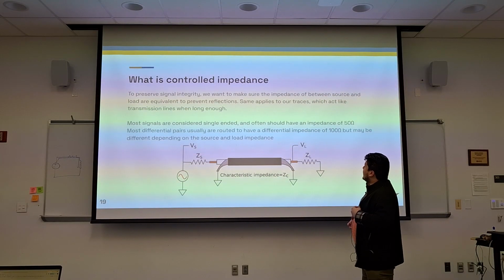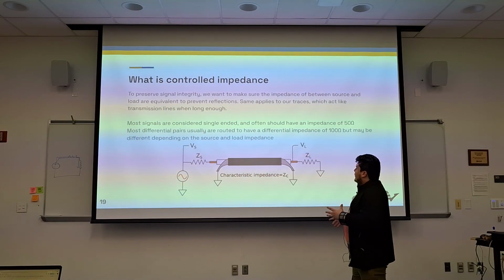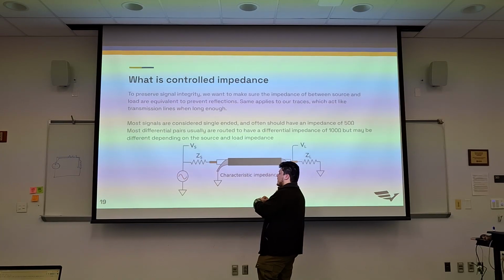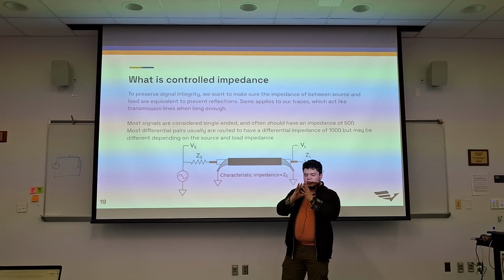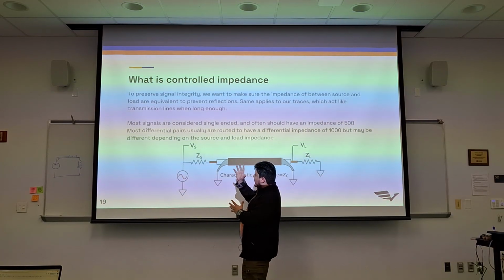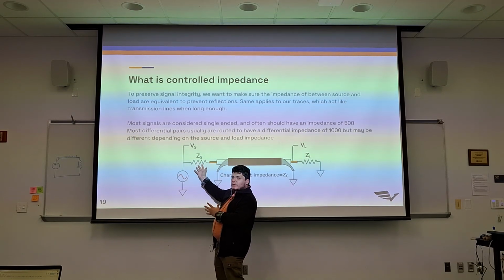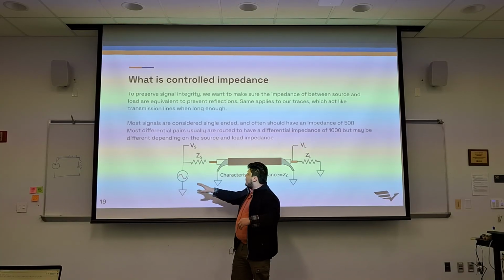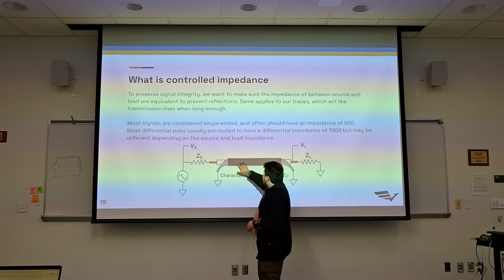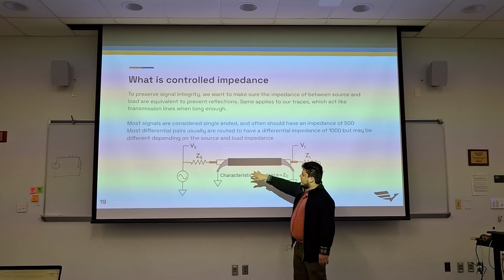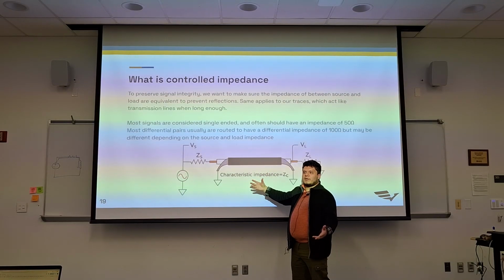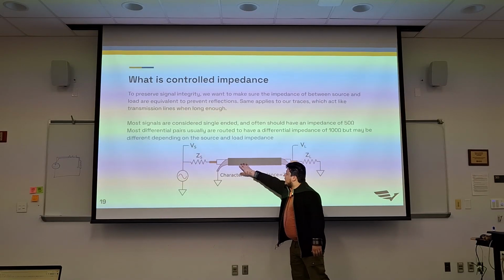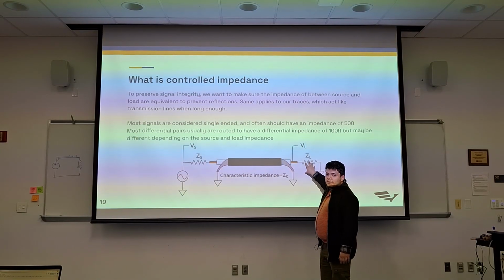Why do we care about controlled impedance? This is particularly true with radio frequency design, but it is general to most communication protocols. You have a source and a source impedance. So your source is going to have some sort of impedance. This is especially true when you're connecting two boards. And then you're also going to have a trace. In this case, it's a coax cable, but a PCB trace long enough is going to act like a coax, or like a transmission line. And then you have your load impedance.